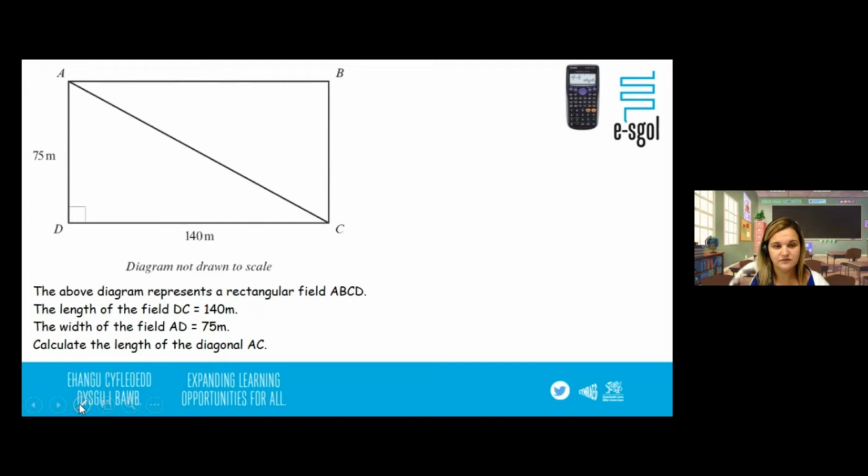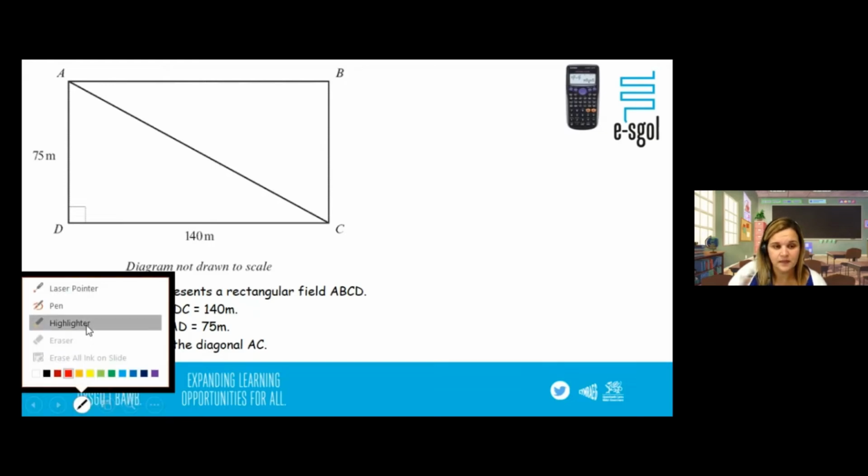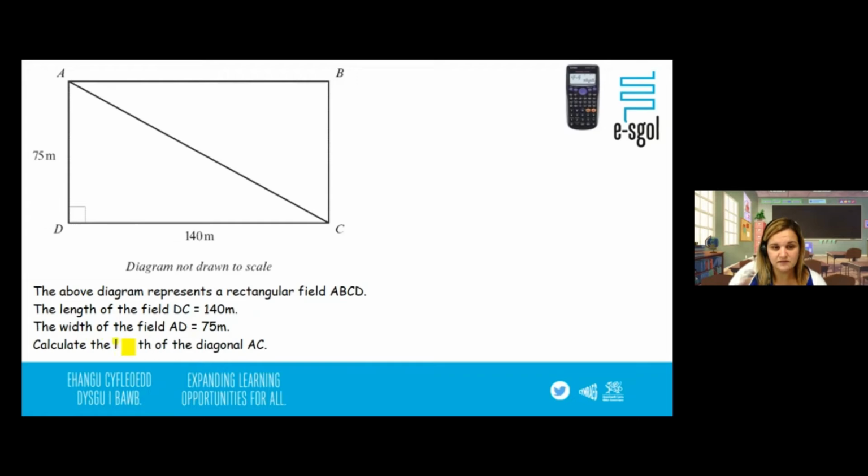Okay, so the above diagram represents a rectangular field ABCD. The length of the field DC is equal to 140 metres. The width of the field AD is equal to 75 metres. Calculate the length of the diagonal. So the length of the diagonal is what we are aiming to find. So again, if you can pause the video, have a go yourself. I'll go through it in a minute.